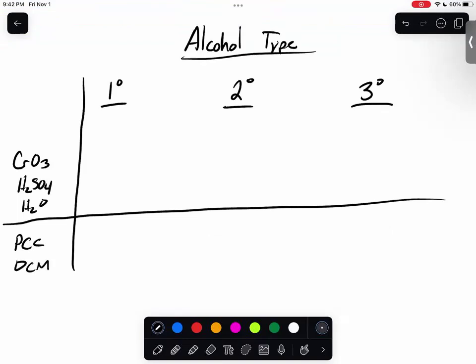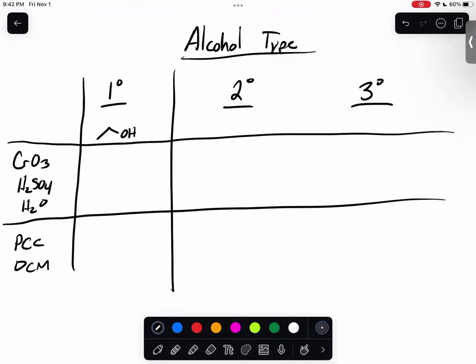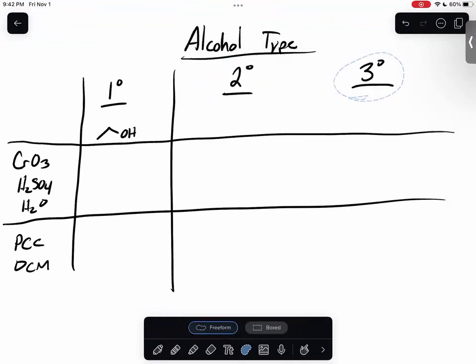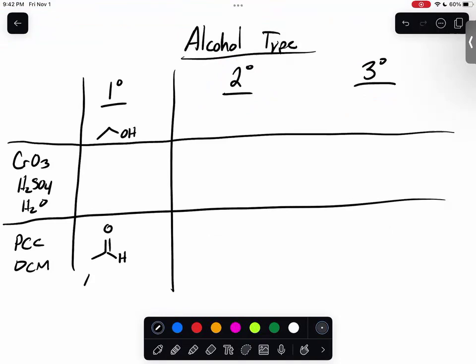What we would see is essentially with primary alcohols, right? We already know the main difference between these, and that is that in the case of primaries, the PCC can't do a second oxidation, so it gets stuck at the aldehyde, whereas the chromate with H2SO4 and water, that Jones reagent, that one ends up forming the carboxylic acid.